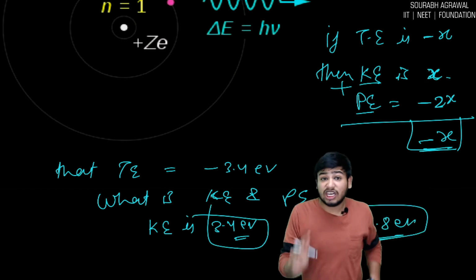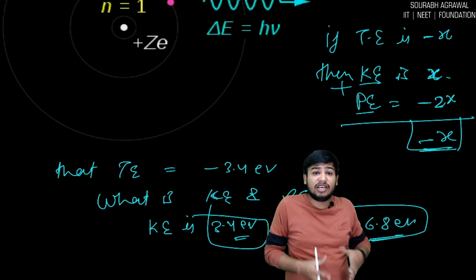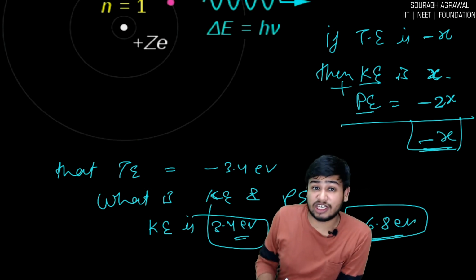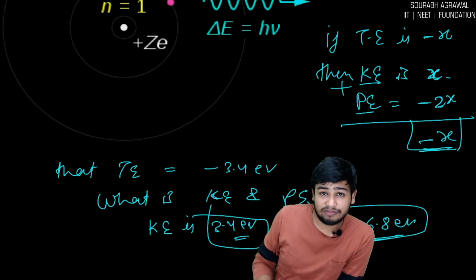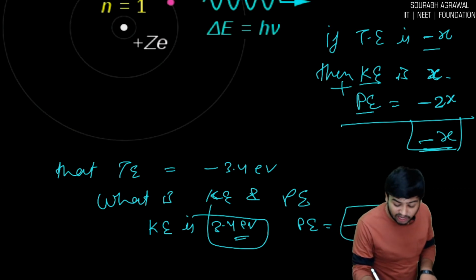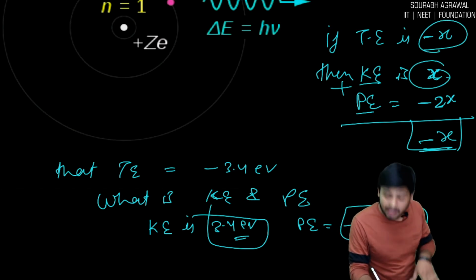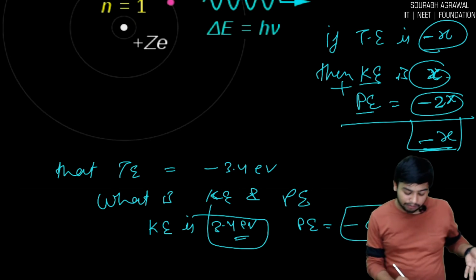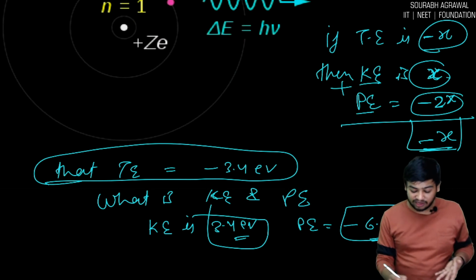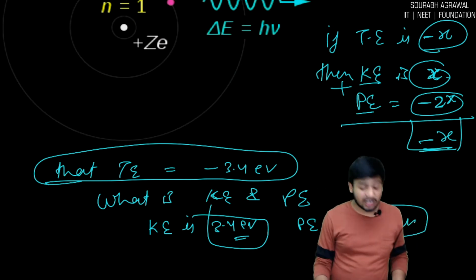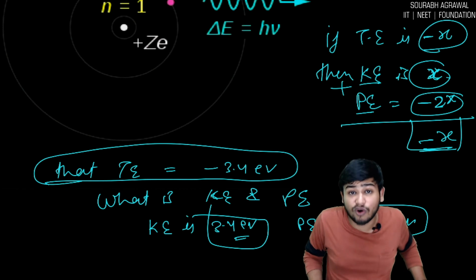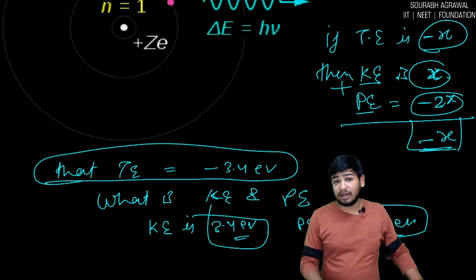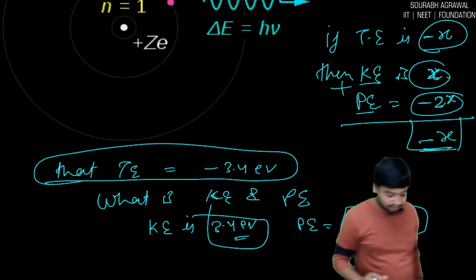It is very simple. Just remember, whatever the total energy is, the same will be kinetic energy, only in plus. And the potential energy will be double of the total energy, in negative. If total energy is minus x, then kinetic energy will be x and potential energy will be minus 2x. A very simple example: if total energy is minus 3.4 eV, then kinetic energy is 3.4 eV and potential energy is minus 6.8 eV. Is this clear? Okay, very good.